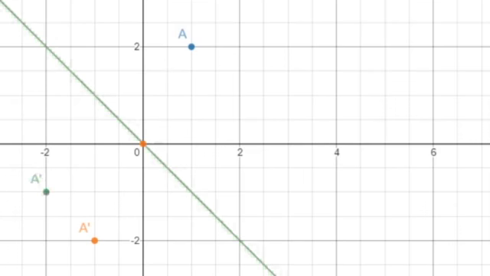Now I want you to see how close it is. The green is the y equals negative x, and the orange is across the origin. So you can see why it would be important to remember the difference between the two, because they're really close.